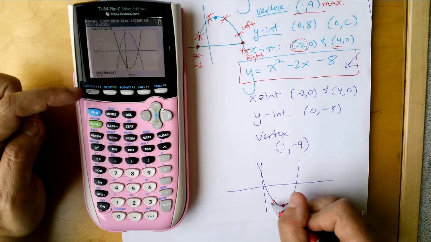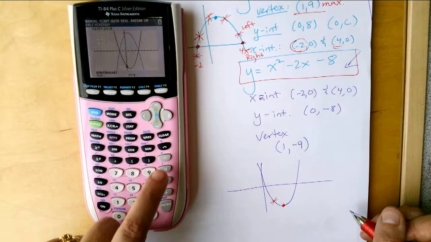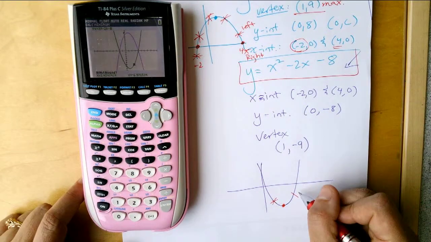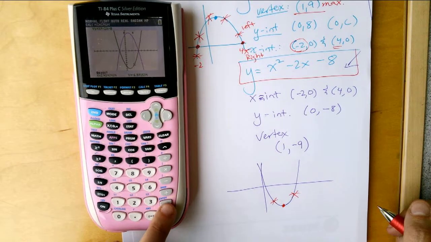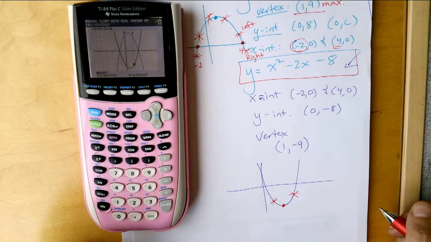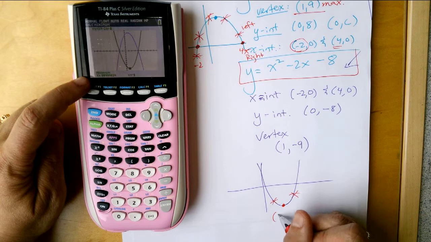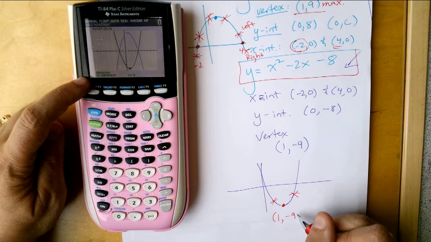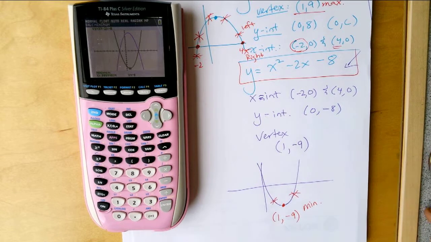If I want to be to the left of it, I want my cursor to be anywhere to the left. Am I to the left of that vertex? Yes, so I push enter. To get to the right, I'm going to scroll over past the vertex, anywhere past the vertex really, and I want my cursor to be on the right-hand side. That's the right bound. Press enter, and then what do I do for guess? Just enter one more time, and you'll see there's that calculator glitch. This is the limitation of technology. The x coordinate is really 1, and the y coordinate here is -9, and that value is a minimum value. So that about sums it up for that.